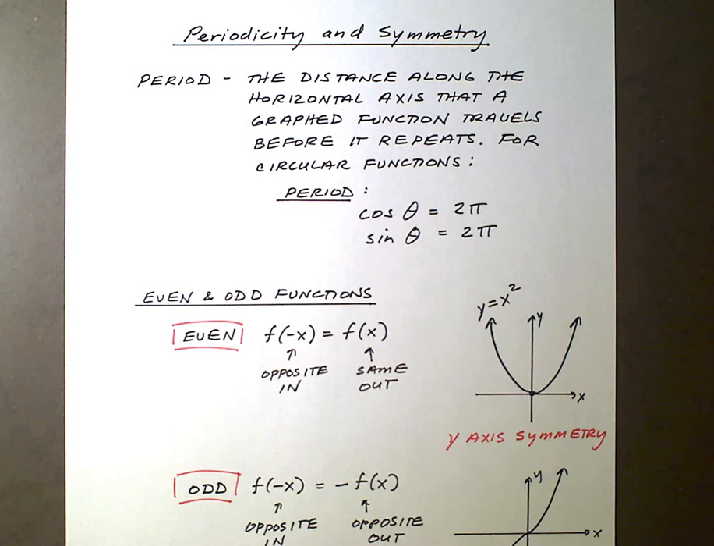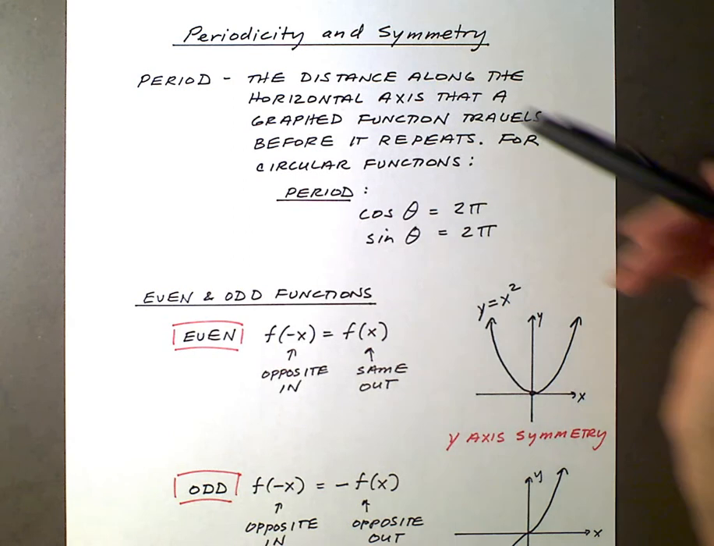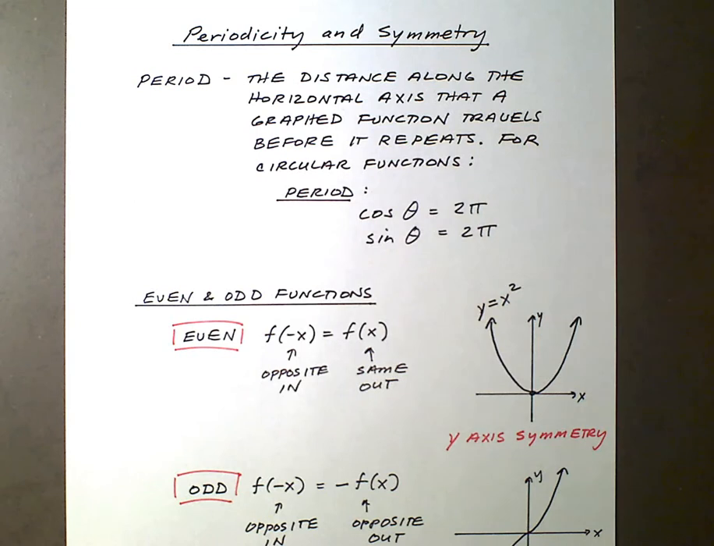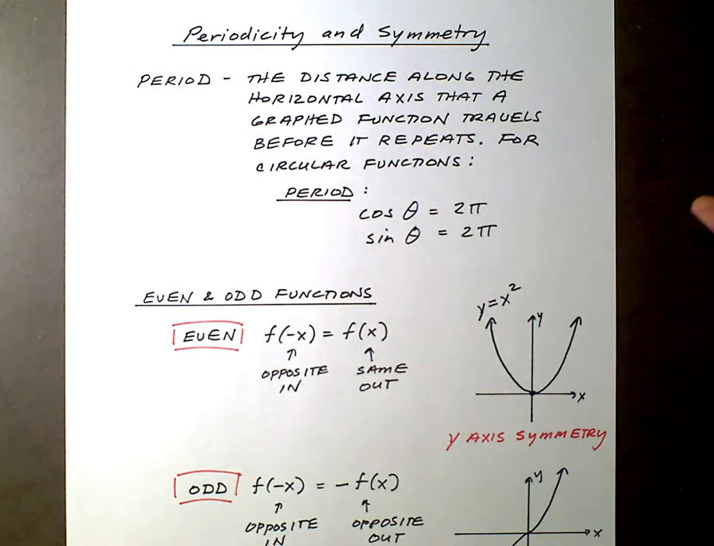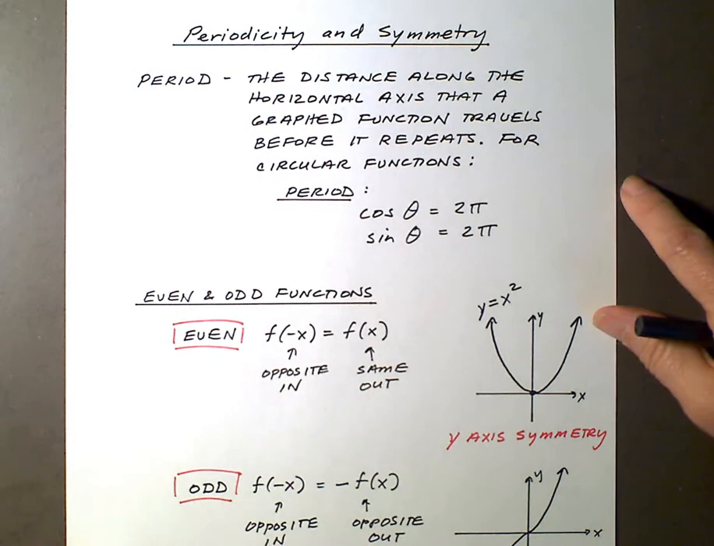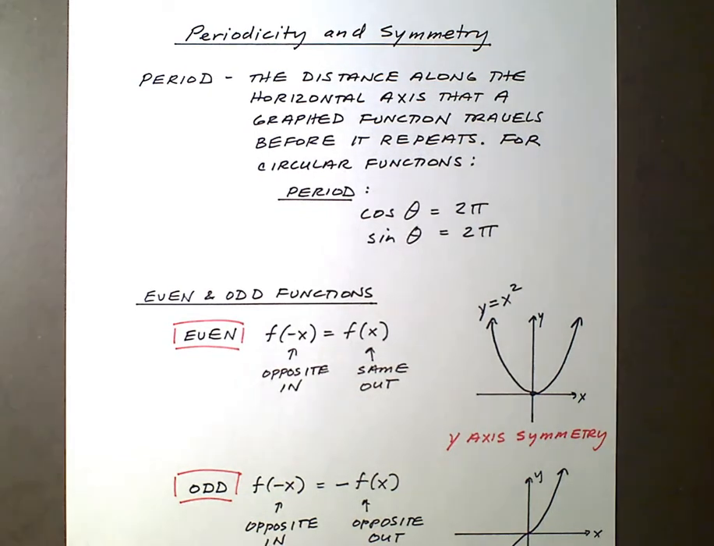This is a lesson about periodicity and symmetry of functions. And the first thing we'll deal with is the period of a function. The period is the distance that the graph of a function travels horizontally before it repeats itself all over again. So you'll see a shape repeat over and over and over again, and each interval that shape's contained in is a period.